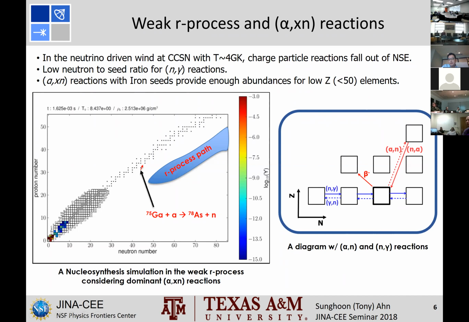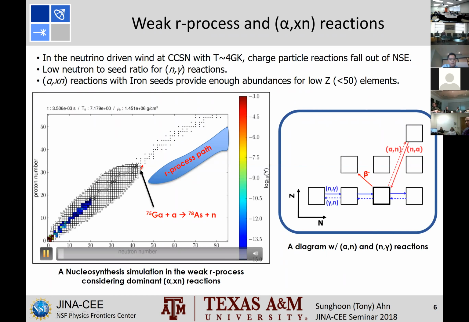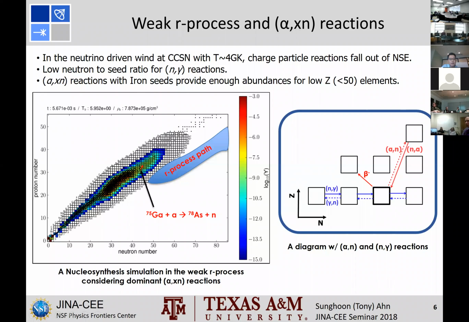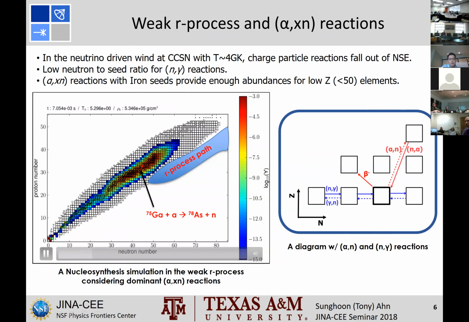The right diagram shows the competition of alpha-n, beta decay, or n-gamma. Since the neutron-to-seed ratio is small, the n-gamma reaction doesn't occur, while the alpha-n reaction occurs more dominantly. The left nuclear chart movie, I hope you can see it, shows the process flow of this model.